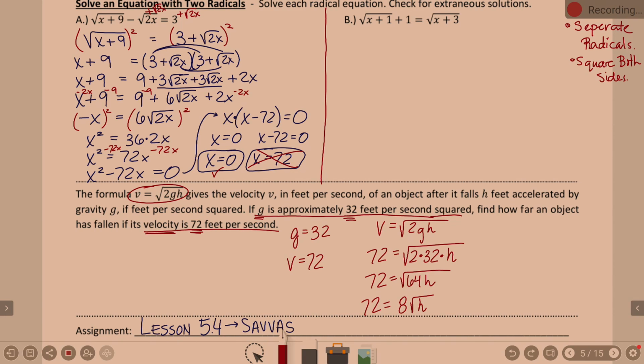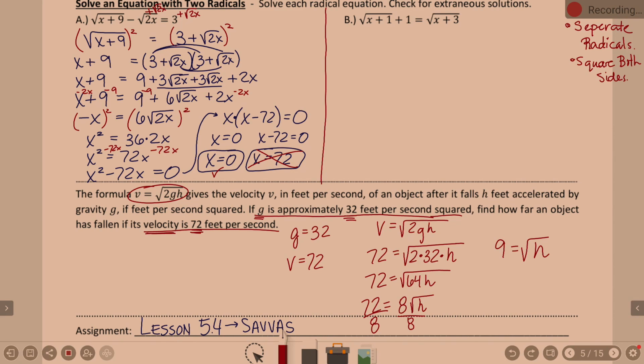I have 2 different options I could go here. What do you guys see? Divide. Could you divide by 8? I could divide by 8. If I divide by 8, I'm going to have 9 equals square root of H. Am I done?